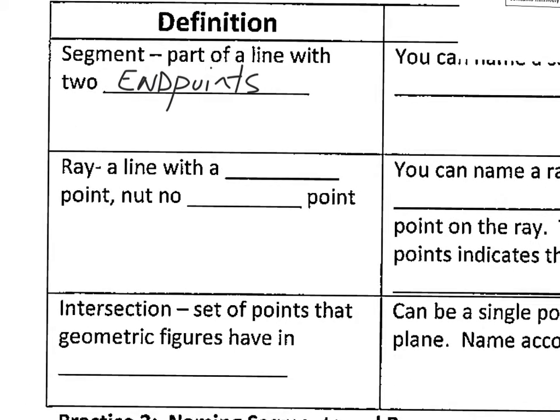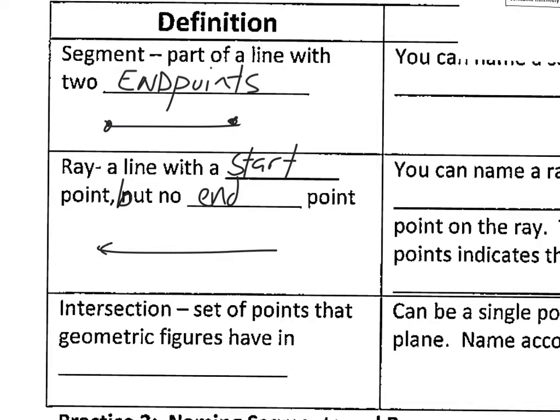A ray is part of a line as well, but here's the difference between a segment and a ray. A ray is a line with a starting point, so it does start. It has a beginning, but no ending. Again, for a visual learner, these are both lines. A segment is, well, I'm going to cut off the ends because I want just the piece.